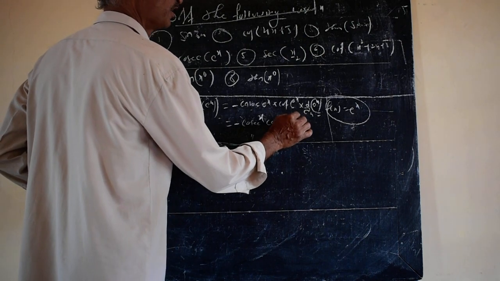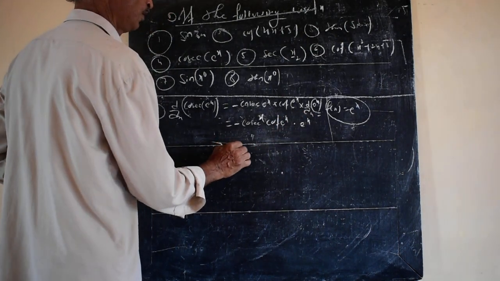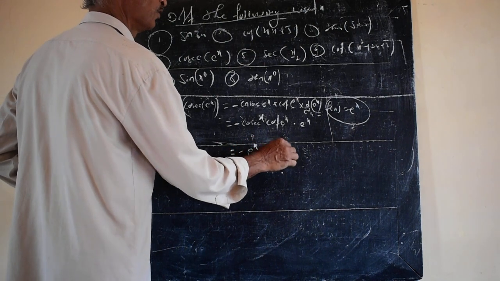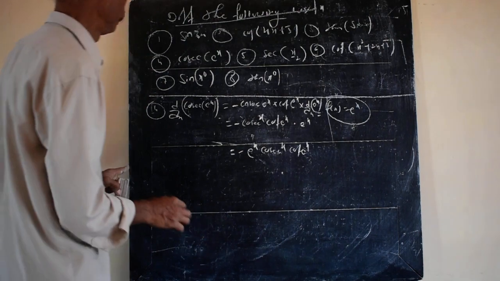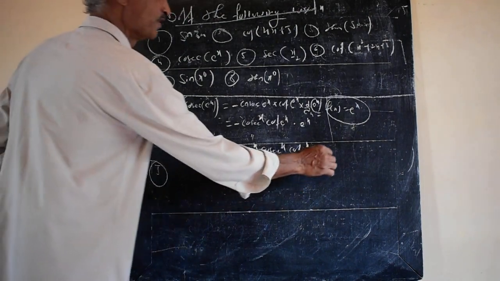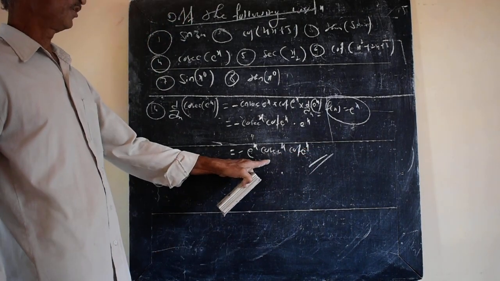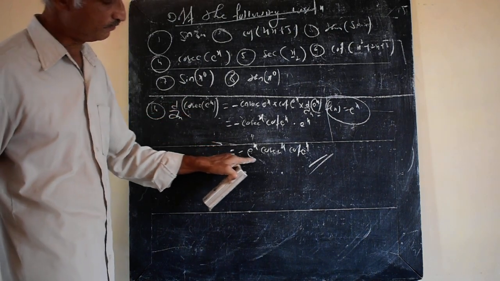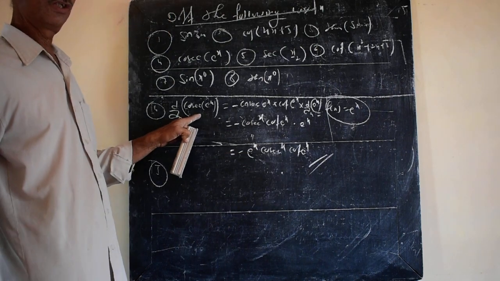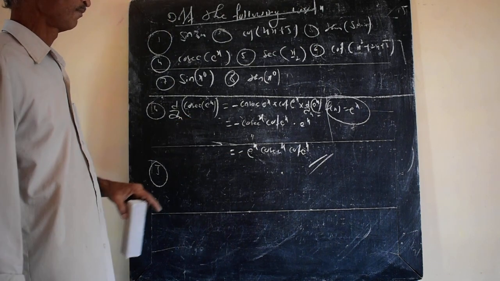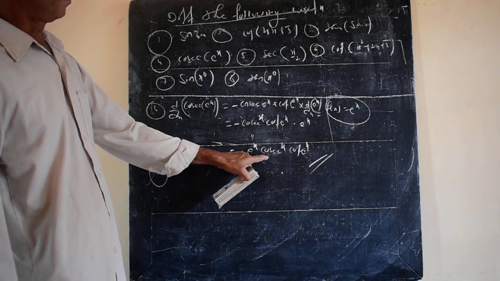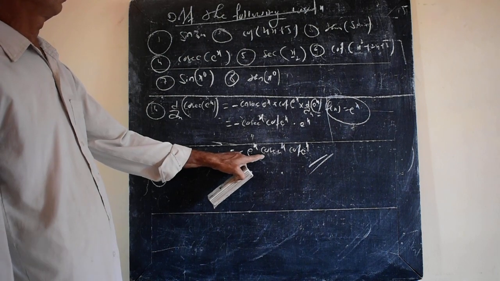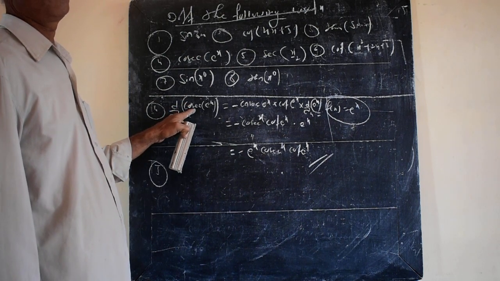What is the differentiation of e raised to x? E raised to x only. Better to take e raised to x in the beginning. E raised to x, cosec e raised to x, cot e raised to x. Okay, this is the differential coefficient of cosec e raised to x. The process of getting the differential coefficient for a given function is called differentiation.